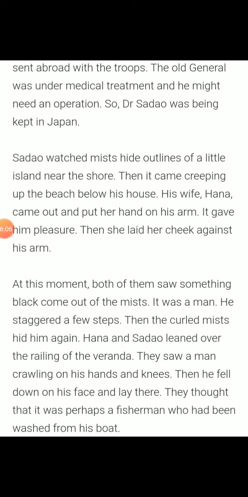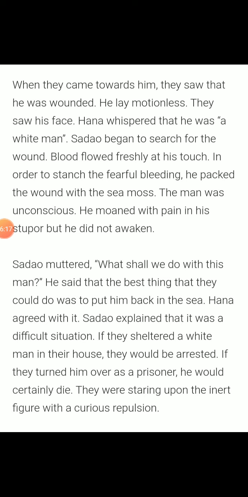When they came towards him, they saw that he was wounded. He lay motionless. They saw his face. Hana whispered that he was a white man. That means he was an American. A very important quote that you really need to lay stress on.